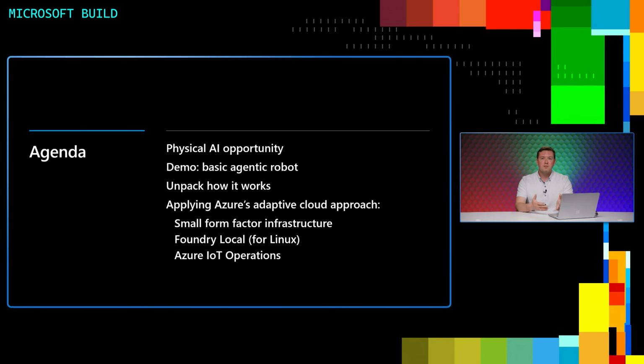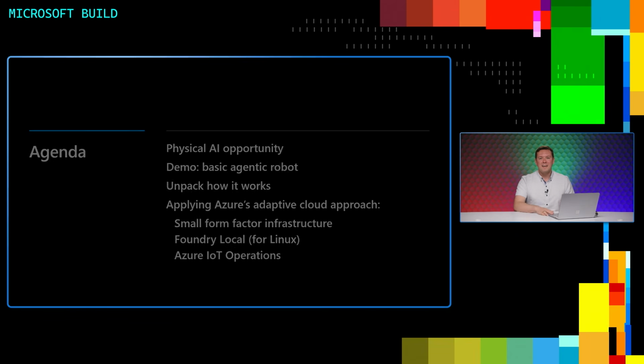to conventional robotics. And then finally, I'll just very briefly mention a few of the adaptive cloud technologies that we used in this demo, including small form factor infrastructure, Foundry Local enabled by Azure Arc, and the Azure IoT Operations suite of platform services. Now, this session is for builders, so I'm not going to give you the marketing pitch for each of those products, but I do just want to give you a sense for how we used them to put together the basic agentic robot that we showed. OK, without any further ado then, let's get started.